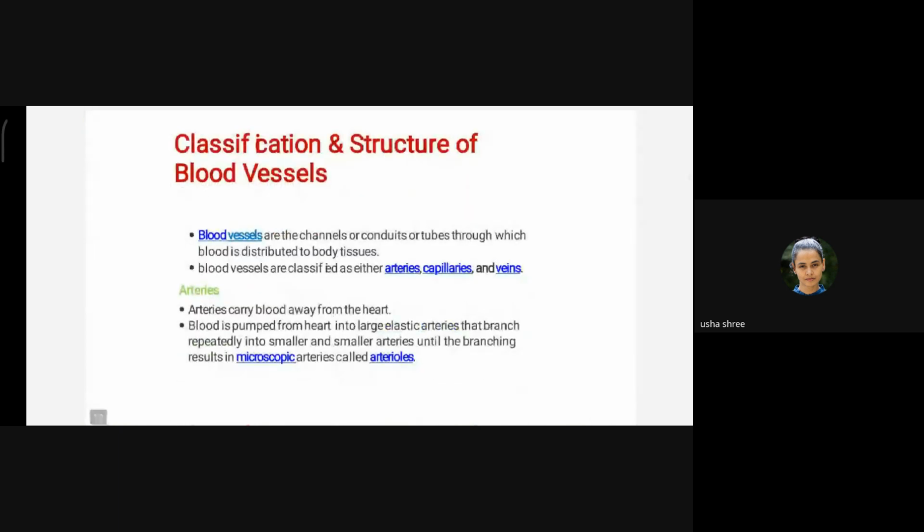Now, classification and structure of blood vessels. Till now, we have discussed the structure, components and configuration of blood. Now, we will know the classification and structure of blood vessels. Blood vessels are the channels or conduits or tubes through which blood is distributed to body tissues. Blood vessels are classified as arteries, capillaries, and veins.